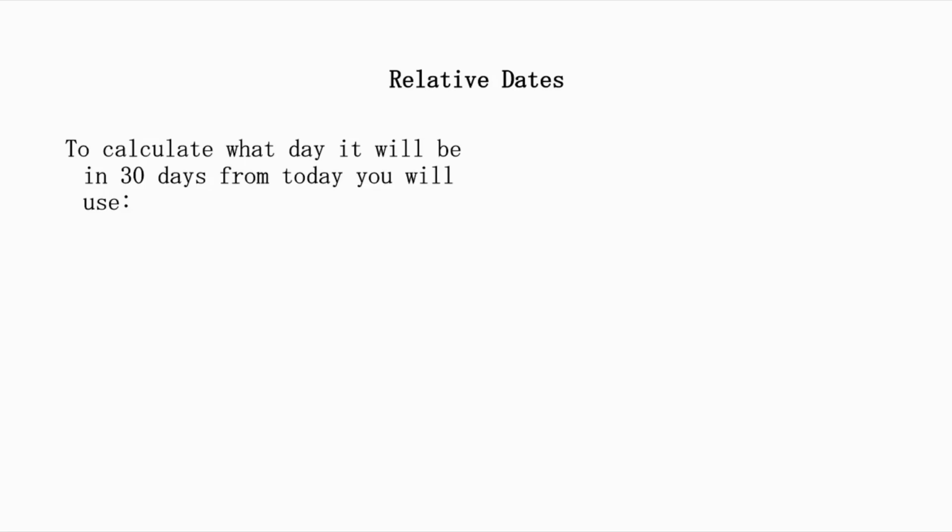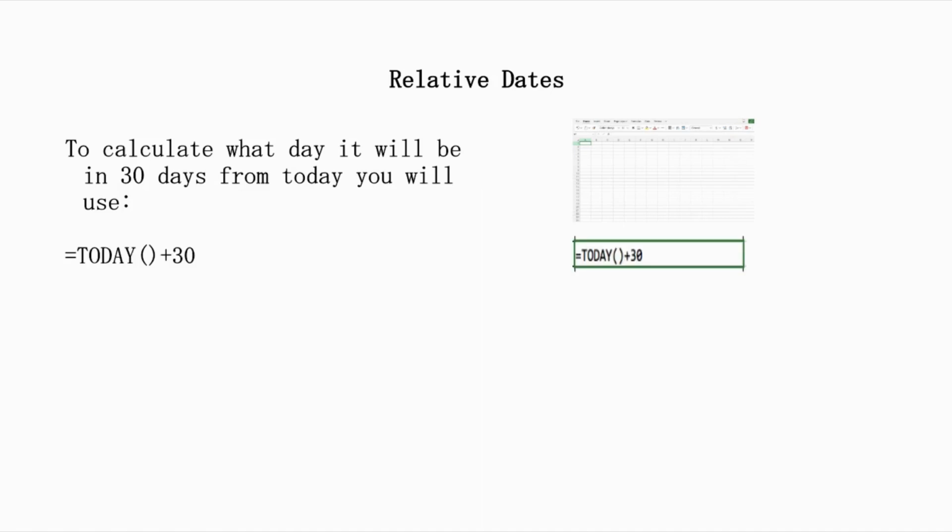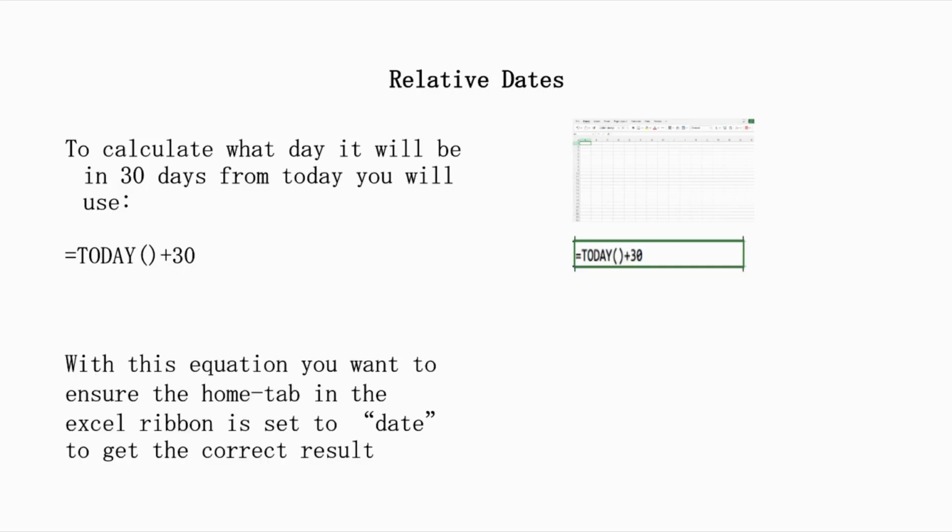Okay, using PowerPoint, I'm going to teach about relative dates. So to calculate what day it will be 30 days from today, in Excel, you're going to use the equation equals today, open parenthesis, close parenthesis, plus 30, which will look like this. And then you want to ensure your Home tab ribbon is set to date to get your correct result.